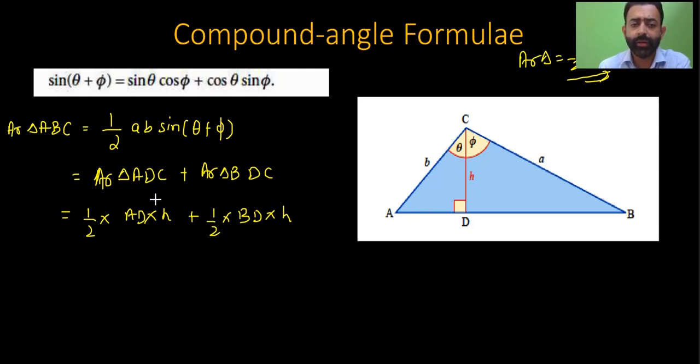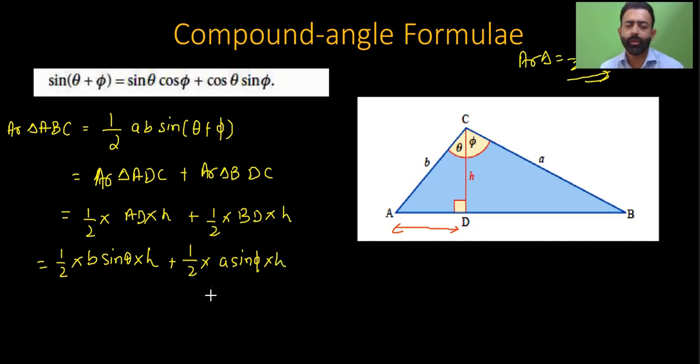Now, in the smaller triangle, we have to replace this AD in terms of either B or A. This AD is in a right angle triangle whose angle is theta, and AD is the opposite side. So using the sine formula, opposite upon hypotenuse, I can write AD as B sine theta. So this is equal to half, AD as B sine theta into H, plus half BD, which will be A sine phi into H.